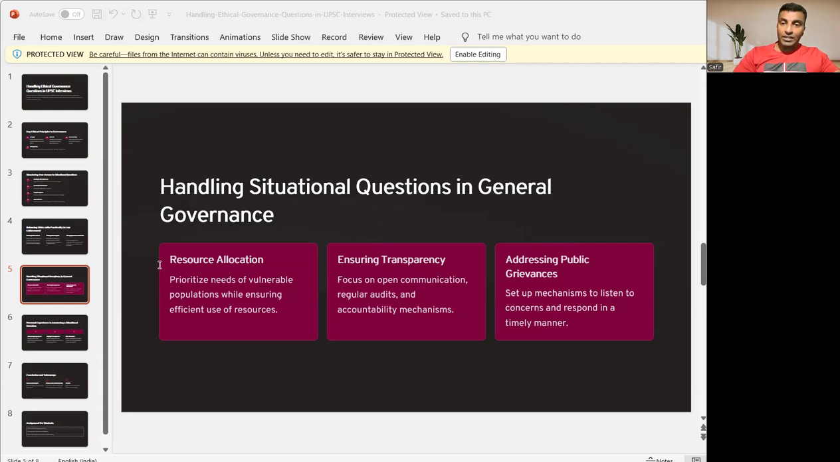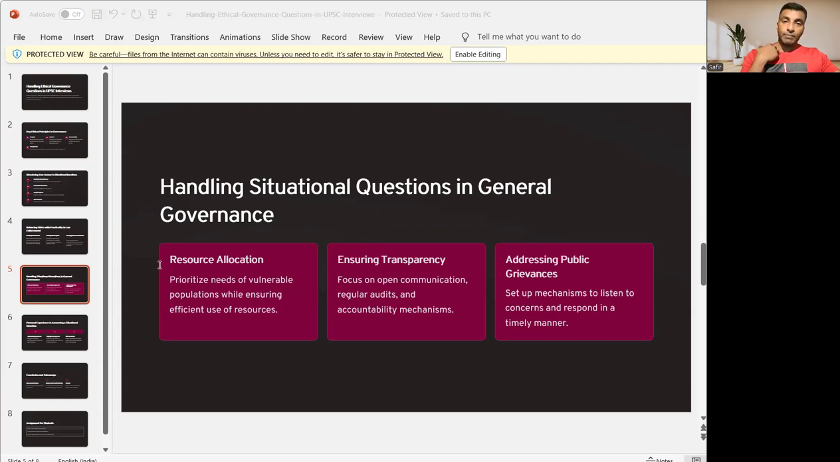So when answering questions about resource allocation, always emphasize the importance of prioritizing the needs of the most vulnerable population while ensuring that resources are used efficiently. You always consider the resources are limited, so we need to focus more on the most vulnerable. Okay, and now comes transparency.